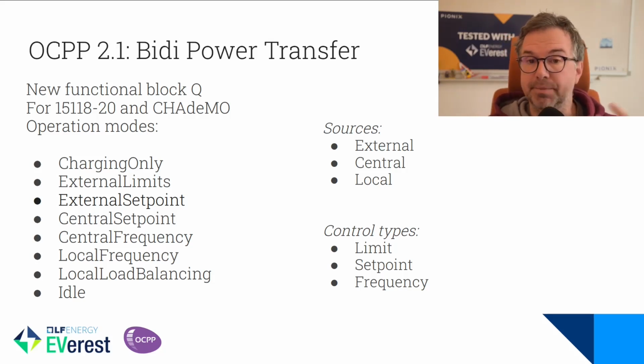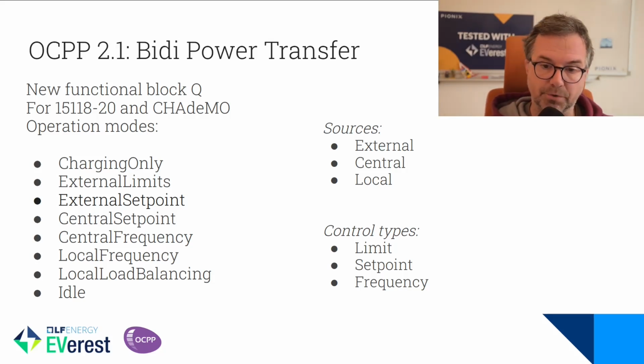If you have a big high power charger site with 10 high power chargers and you have to load balance between them, or take into account bidirectional power transfer inputs from the grid for all these 10 chargers, you might have an on-site energy management system that takes this all into account. Then there's 3 different control types: limit, set point, and frequency.